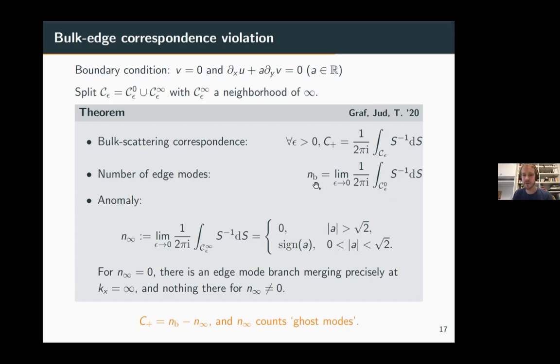Now we will focus on the change of argument along the curve C epsilon, where we have excluded infinity. Remember that C epsilon 0 is the curve where you have removed some neighborhood of infinity. Now the theorem says that along this curve, the change of argument is precisely the number of edge modes, meaning the number of modes you will see in the spectrum.